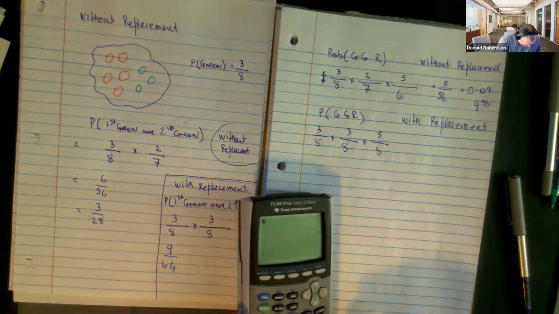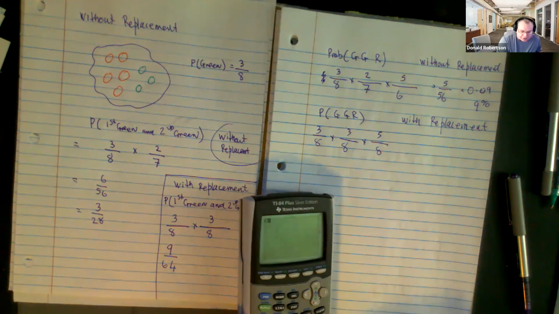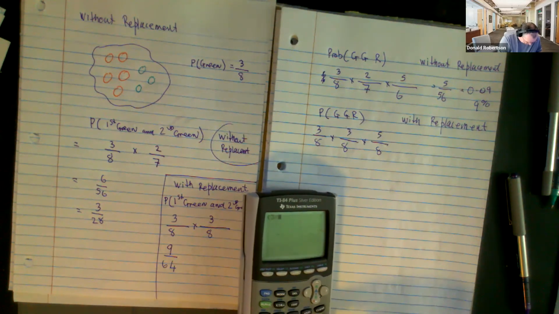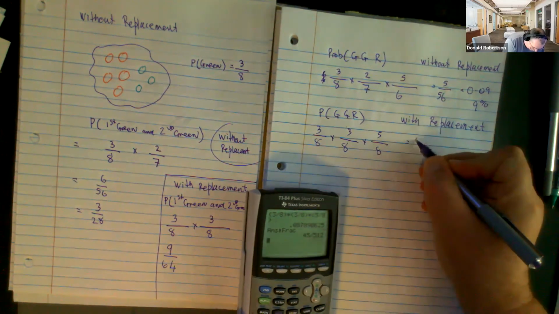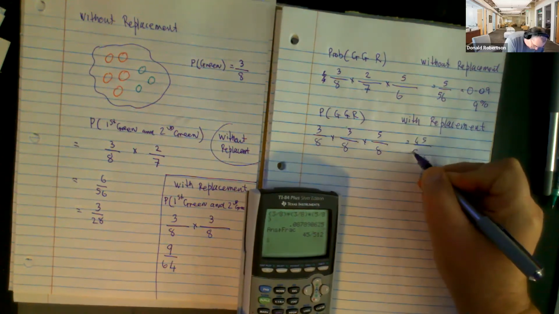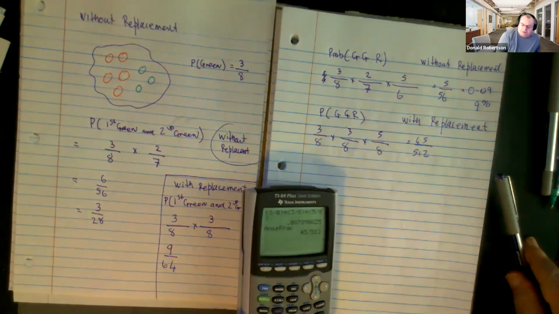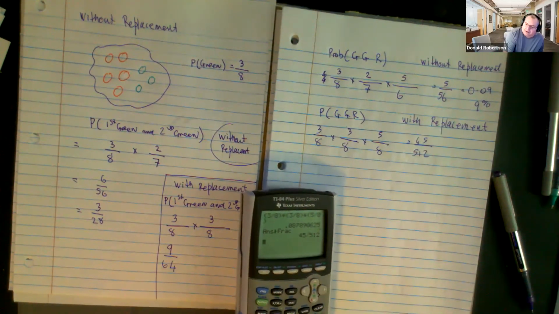Now, in this last one, putting brackets around it, 3/8 times another 3/8 times a 5/8. And then math choice number 1, and 45/512. You comfortable with that?